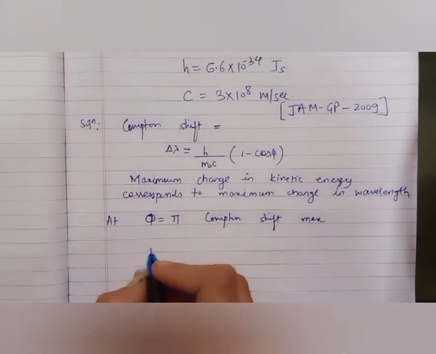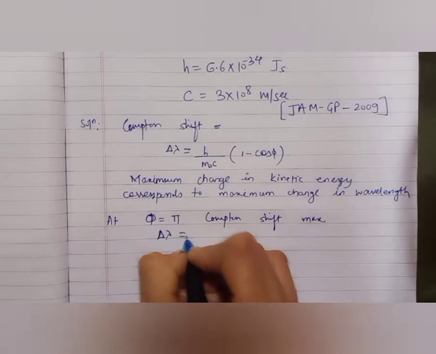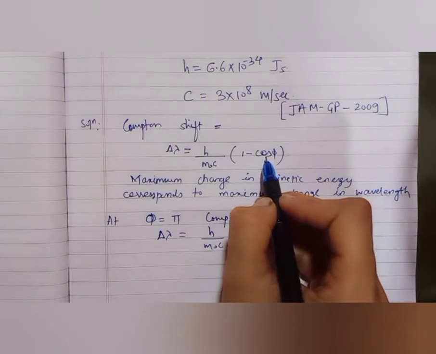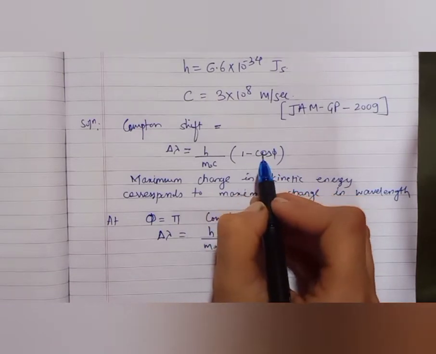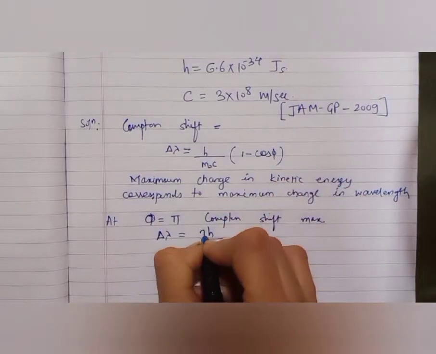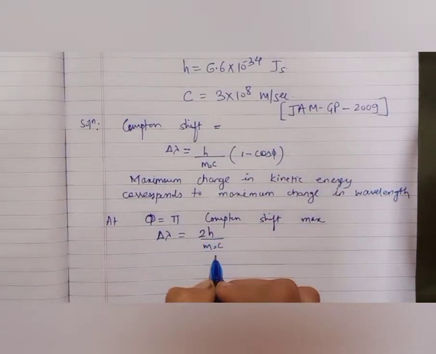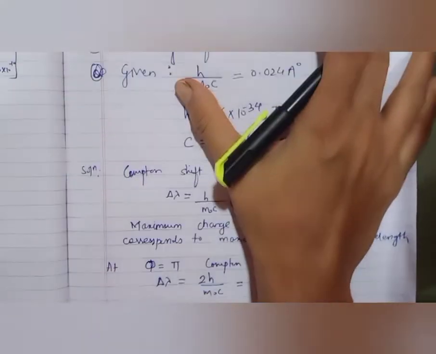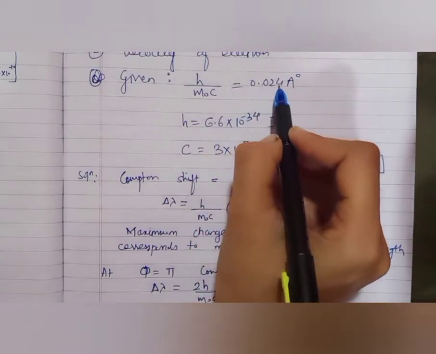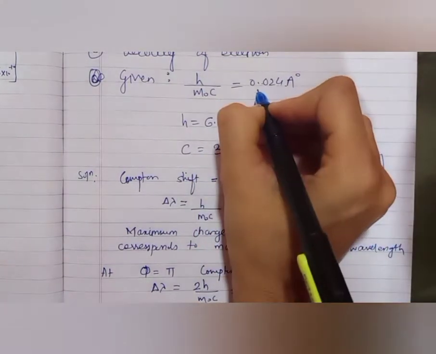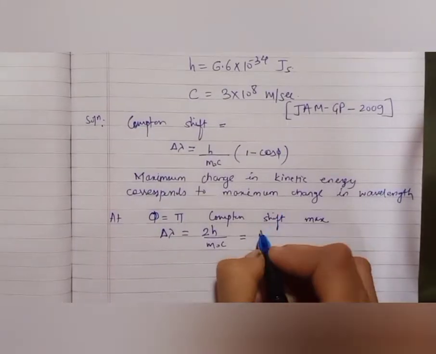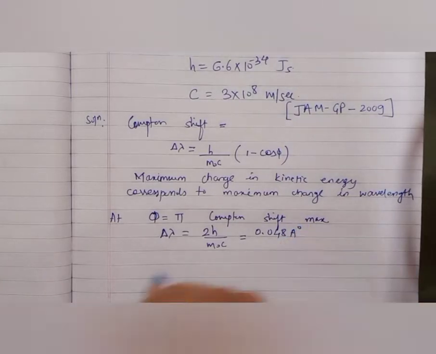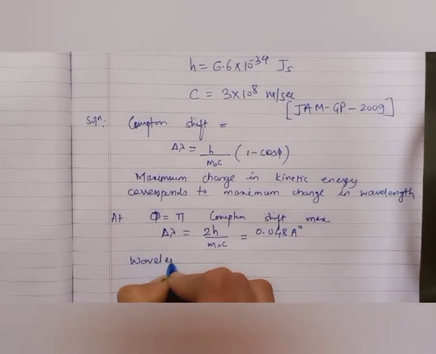So delta lambda equals h upon m0c into 1 minus cos pi. Cos pi is minus 1, and 1 minus minus 1 becomes 2. So I will directly write delta lambda equals 2h upon m0c. It is already given that h upon m0c equals 0.024, so 2h upon m0c will be 2 times this, which is 0.048 angstrom.